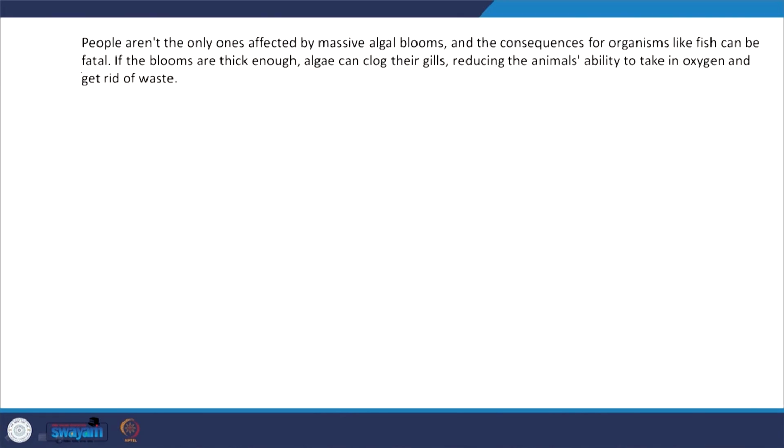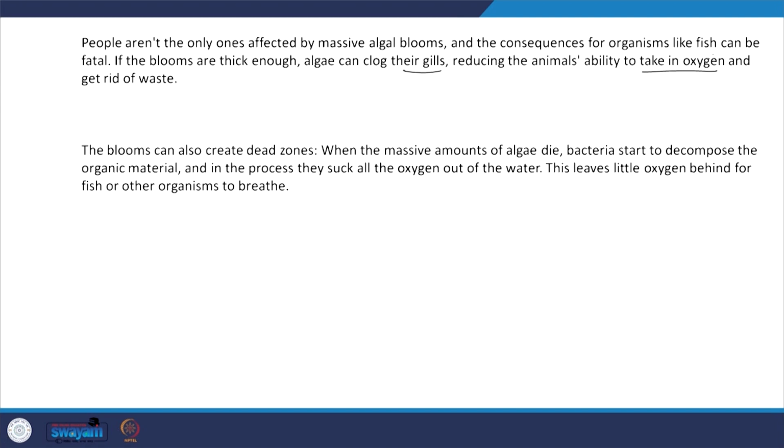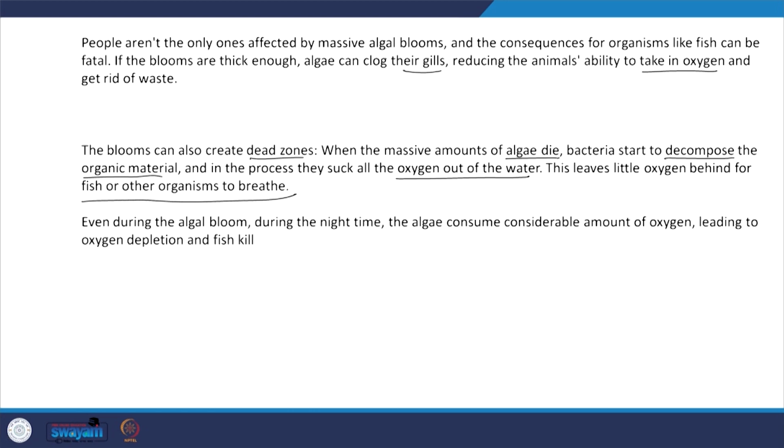Organisms like fish can be killed a lot of times. If blooms are thick enough, algae can clog the gills, reducing the ability to take in oxygen and get rid of waste. As I mentioned, they can lead to dead zones. Massive amounts of algae die, and then they are going to decompose, because they are organic matter, and then they lead to decrease in oxygen. So, you have oxygen depletion in your particular system. Even during the night time, again photosynthesis, you know the principle, algae consume considerable amount of oxygen, leading to again oxygen depletion and fish kill.